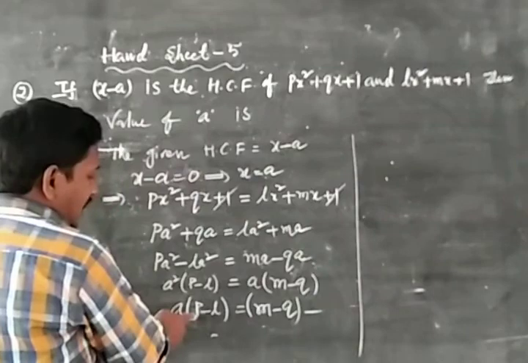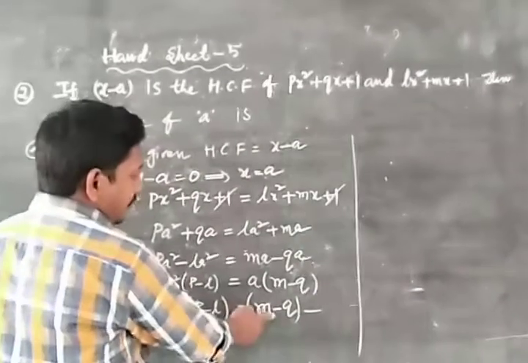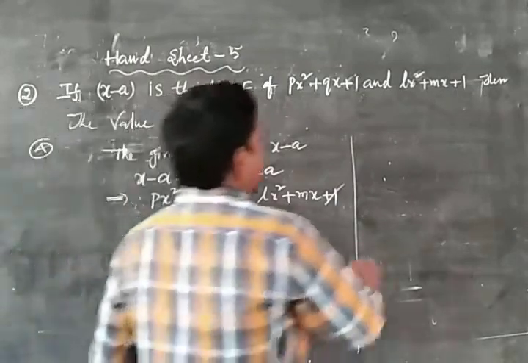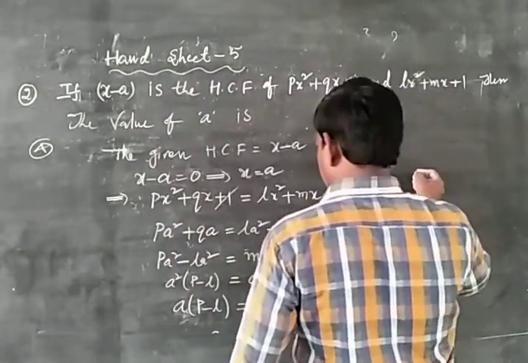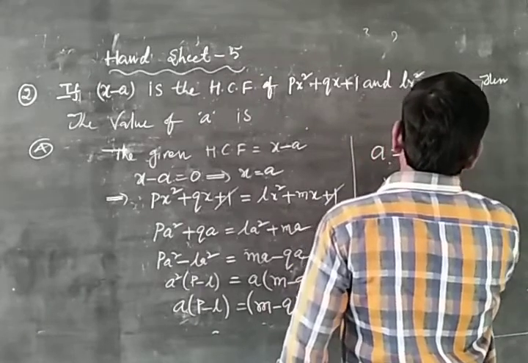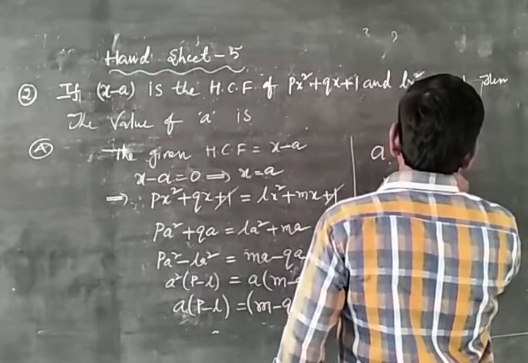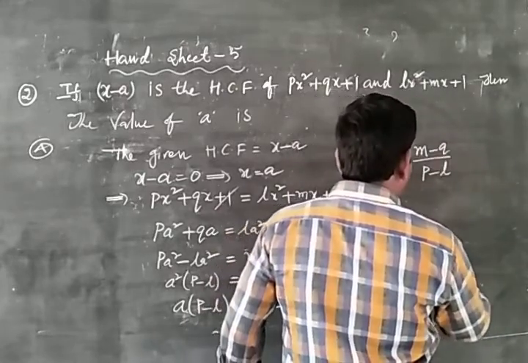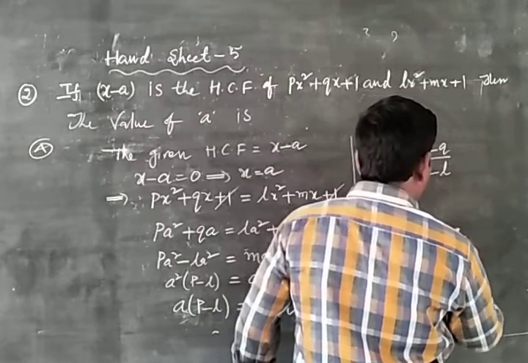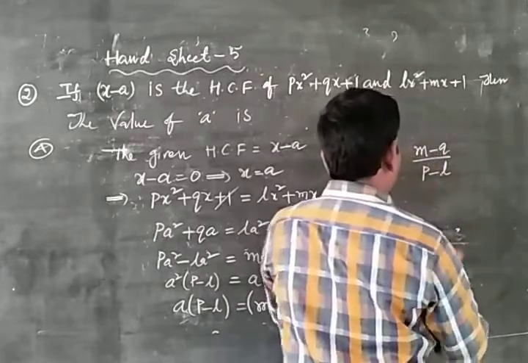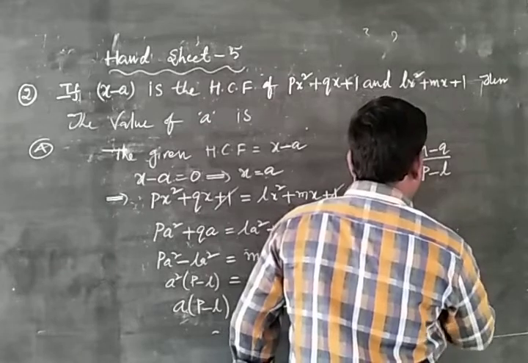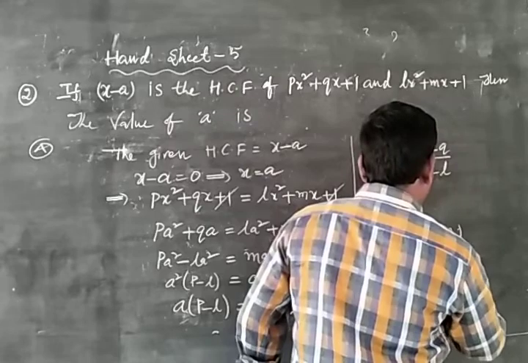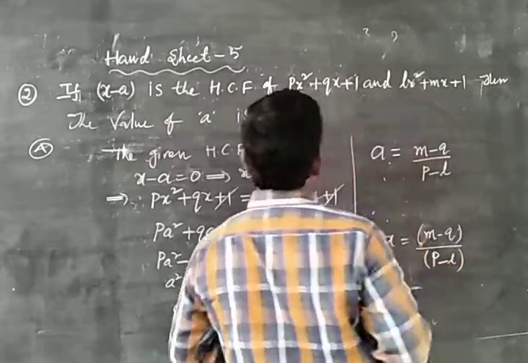A into p minus l equal to m minus q. A cancels with a square one time, and a is the remaining one. Then a equals m minus q by p minus l. Okay, this is the problem.